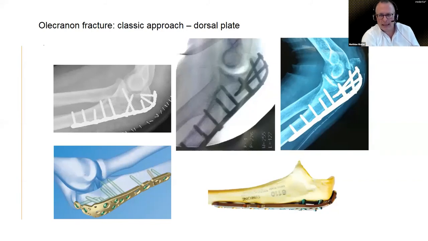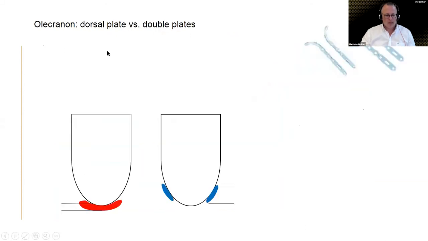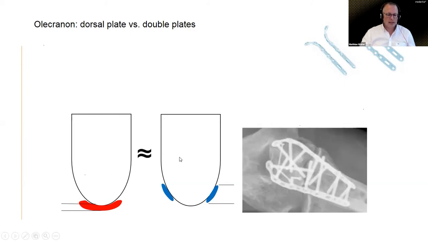So when you lean on your elbow and you have a big bulky piece of metal inside, this definitely irritates you. There's no doubt about that. I don't think there's one person on this planet super happy with that approach, okay? So comparing dorsal plate versus double plate, proving that a double plate is equivalently strong to a dorsal plate is now my little task here, okay?